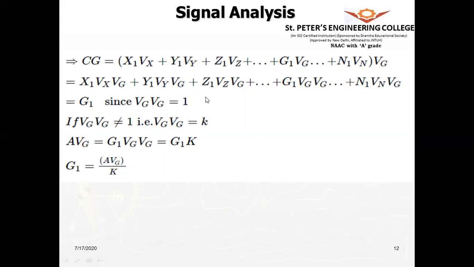So therefore, this entire term on the right hand side turns out to be G1 because Vg dot Vg is equal to 1. So if the dot product of Vg with Vg is not equal to 1 but it is equal to some constant k, then A into Vg will be equal to G1 into k, from which we can compute what is G1, which is given by A Vg divided by k.